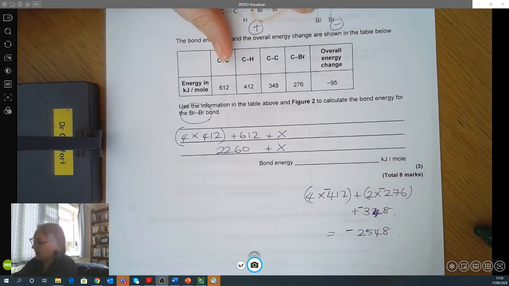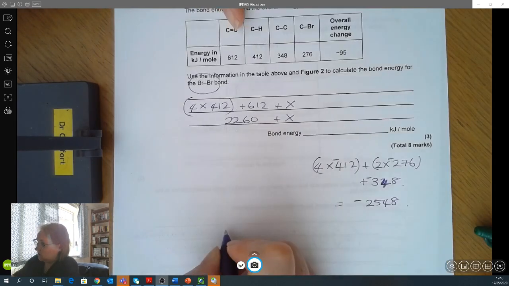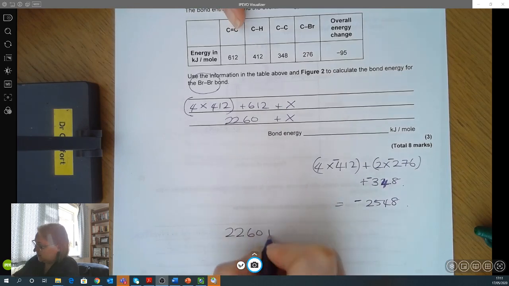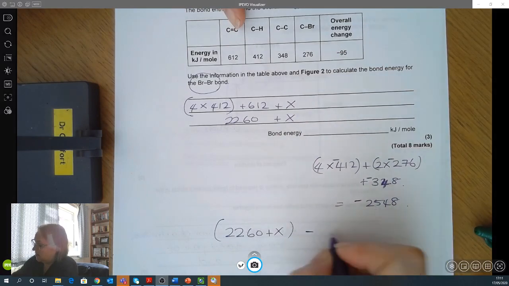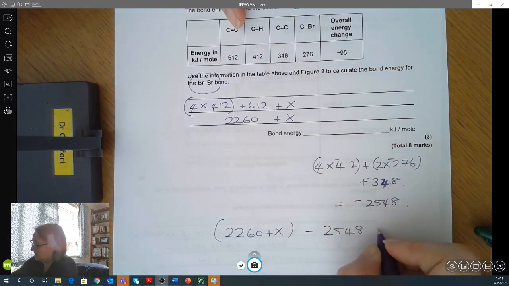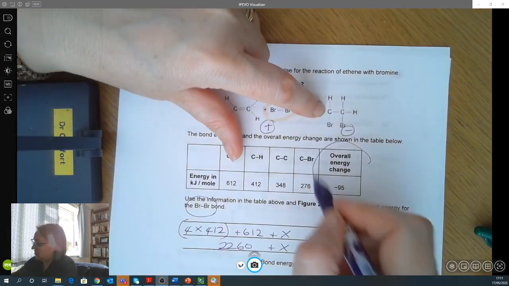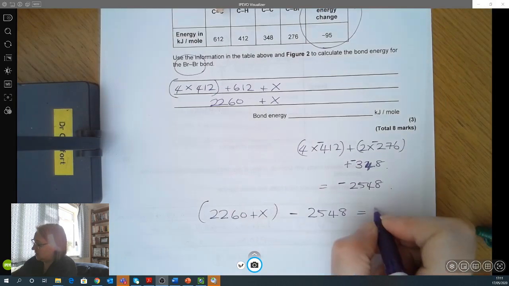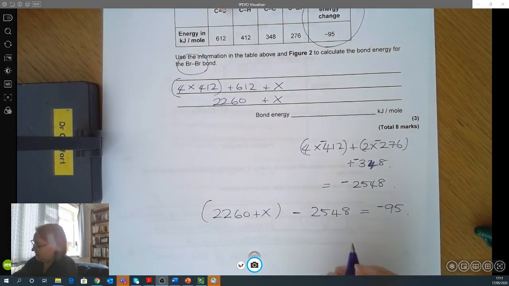So 2260 plus X on this side, take away 2548 on this side, must be equal to the total energy change for the reaction, which is minus 95. So therefore X must equal 193.